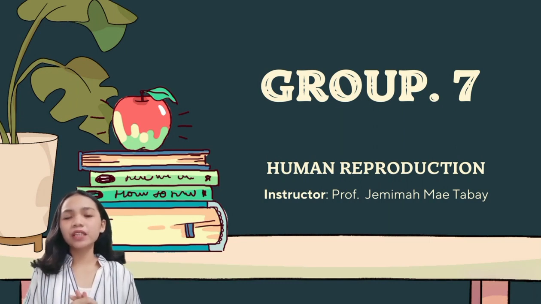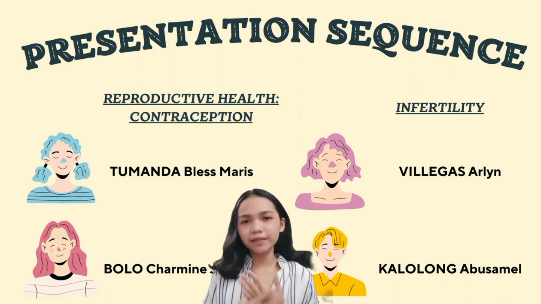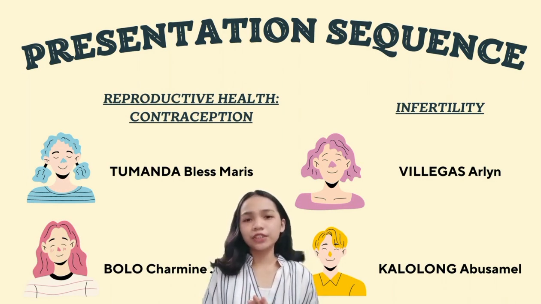The topic is reproductive health, contraception, and infertility. So here's the sequence of our presentation. Reproductive health and contraception will be tackled by yours truly, Blessed Tumanda, along with Charmin Bolo. And infertility will be tackled by Arlene Villegas and Abu Samel Kalolong.